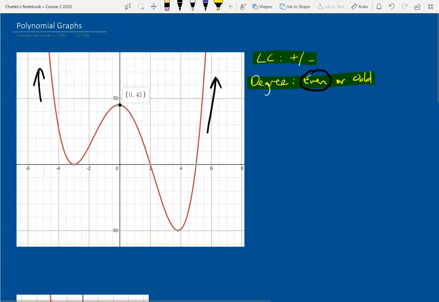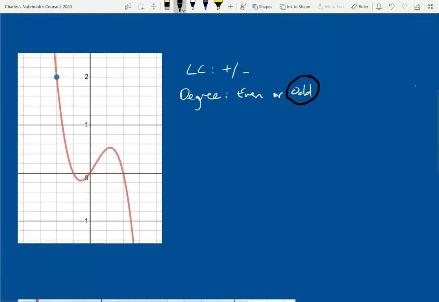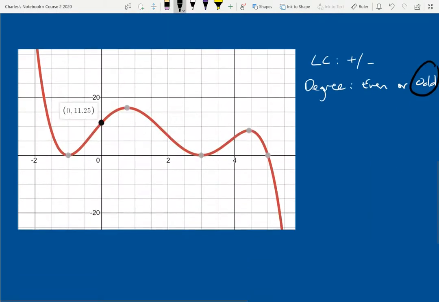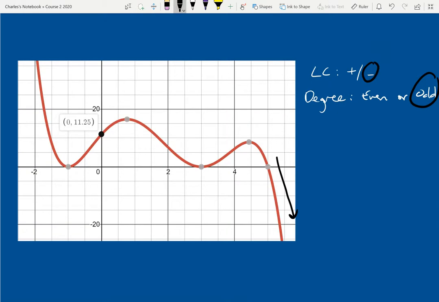Okay, so the leading coefficient is either positive or negative. I'm only going to be looking at the right arm. So if the right arm is pointing up, the leading coefficient is positive. If the right arm is pointing down, the leading coefficient is negative.